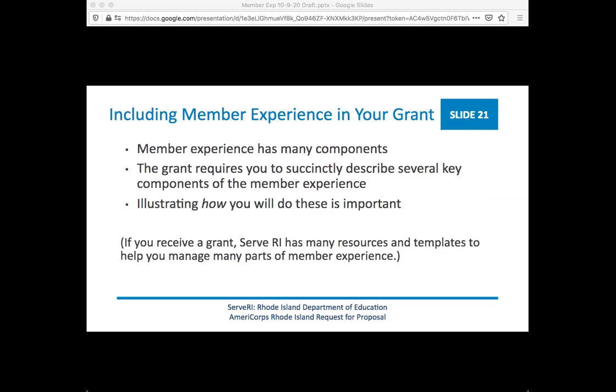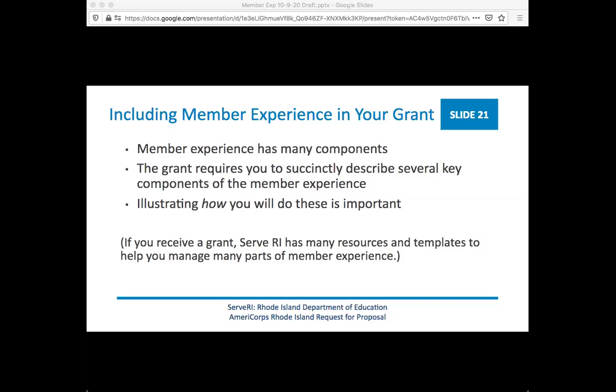So let's talk about including all of this that I talked about into your grant. Member experience has many components. The grant requires you to succinctly describe several key components of the member experience. You don't have a lot of characters, and it's really important to illustrate how you will do these. That is what will make your application stand out. It's not the easiest thing to do, so a good succinct writer is helpful.